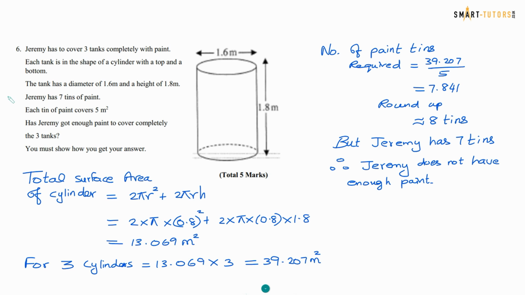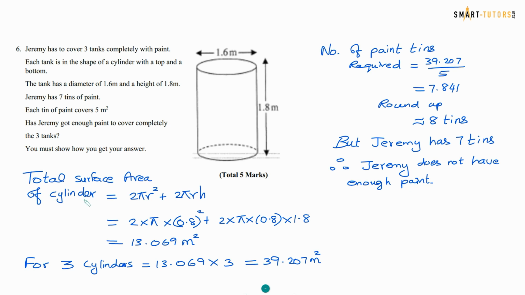Question number 6. Jeremy has to cover 3 tanks completely with paint. Each tank is in the shape of a cylinder with a top and a bottom. The tank has a diameter and the height is given. Jeremy has 7 tins of paint. Each tin of paint covers 5 meters squared. Has Jeremy got enough paint to cover completely the 3 tanks? You must show all the working.